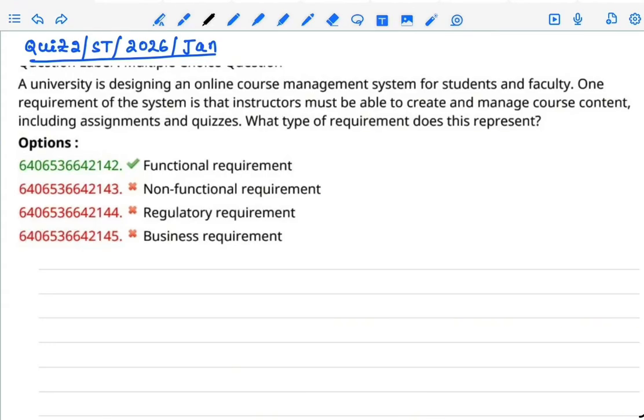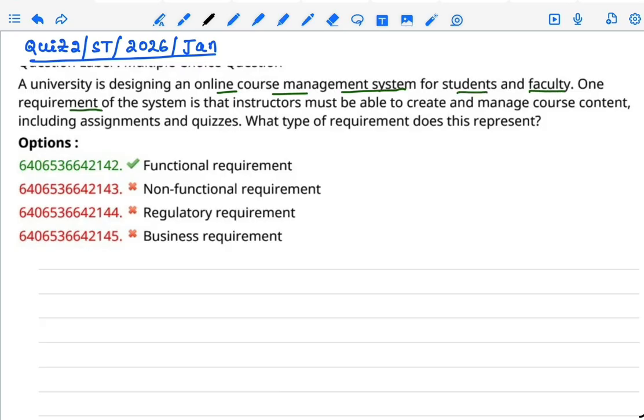See friends, this question is from the Quiz 2 ST 2026 January paper. So the university is designing an online course management system for the students and faculty both.